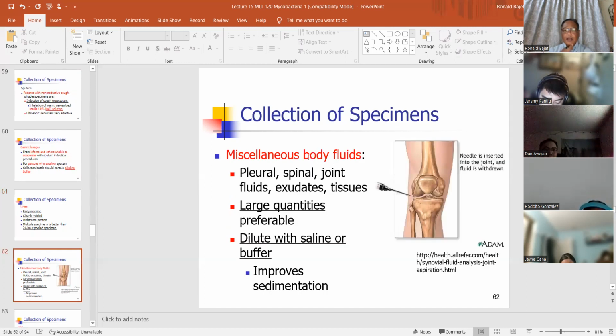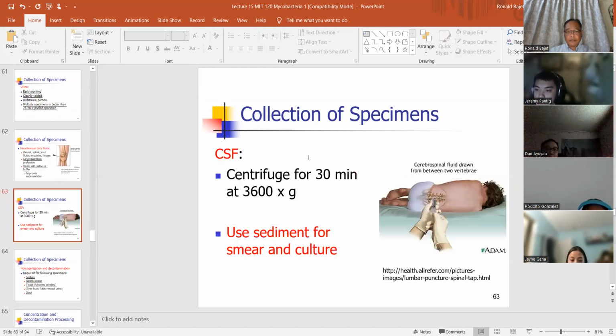Okay. Other specimens like joint fluid, spinal fluid, pleural fluid, exudates from the lung, and actual tissues. Large quantities are preferable. The bigger the sample size, like more volume or more sputum or more tissue, the better. Okay, the better your recovery. Make sure you dilute your fluids with saline or buffer, and that improves sedimentation.